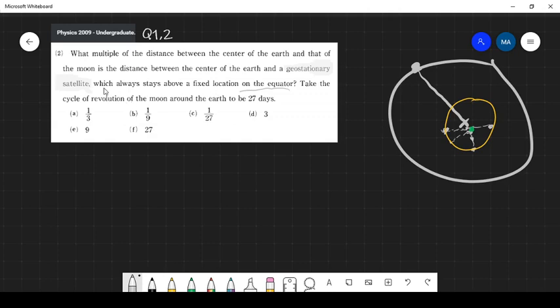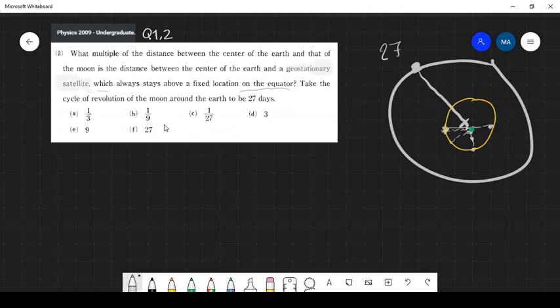So it makes it easier, so that here you know the distance is to the center, and take the cycle of revolution of the moon around the earth to be 27 days. So here he gives both the periods, of the satellite and of the moon. The moon takes 27 days to make a whole cycle, and the satellite 1 day.